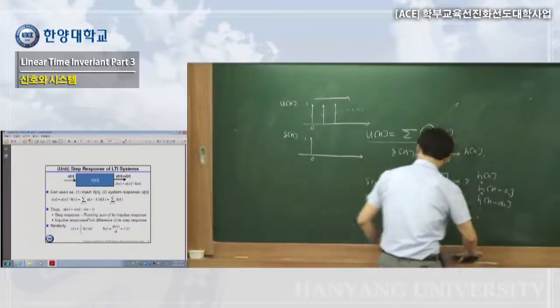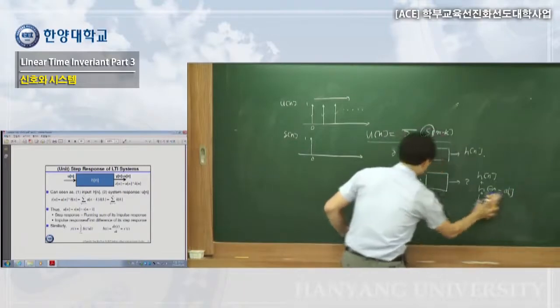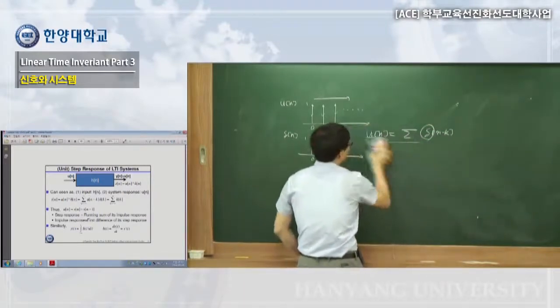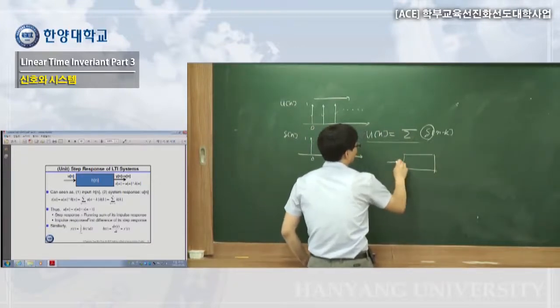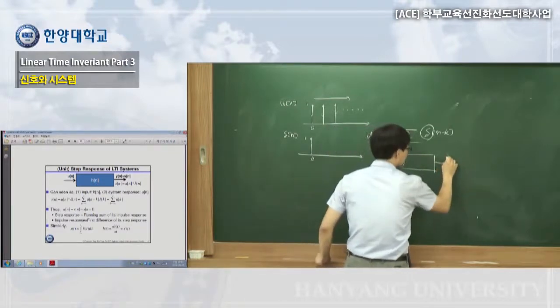That's one way we can see it. And we know that this one will be 1, 2, 3. But let's talk about that later. Let's formulate the system like we have input of U, output of something.